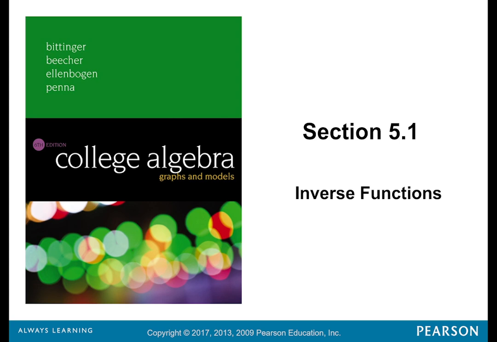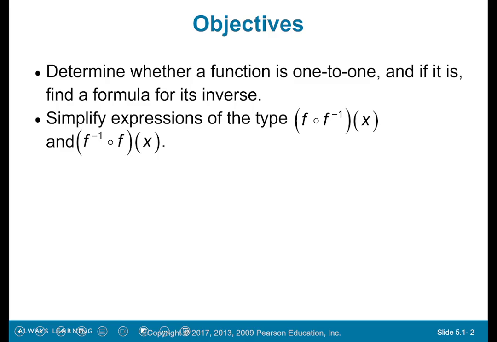Today we're discussing section 5.1 on inverse functions. So our objective is to determine if a function is one-to-one, and if it is, then it must have an inverse, so we find that inverse. Then we're also going to be working on simplifying these expressions, these compositions of a function with its inverse.